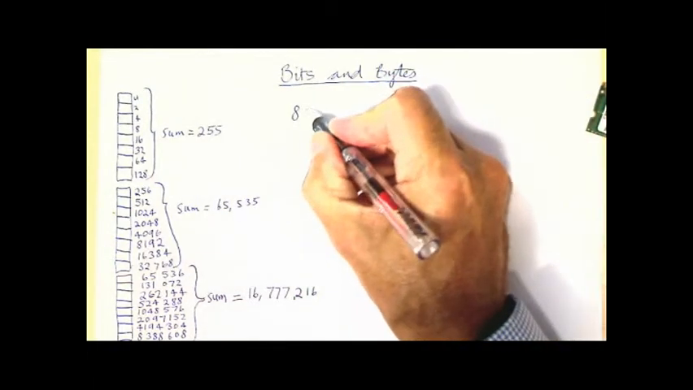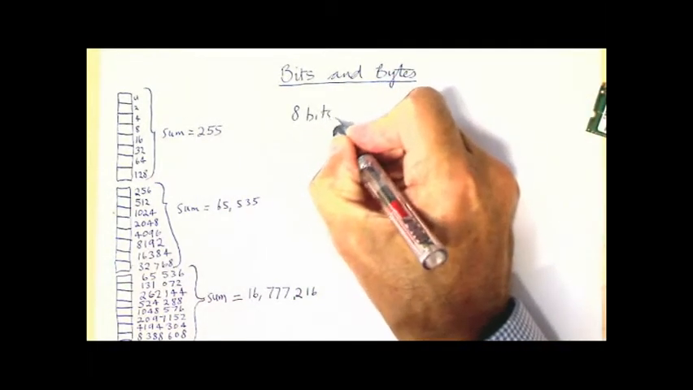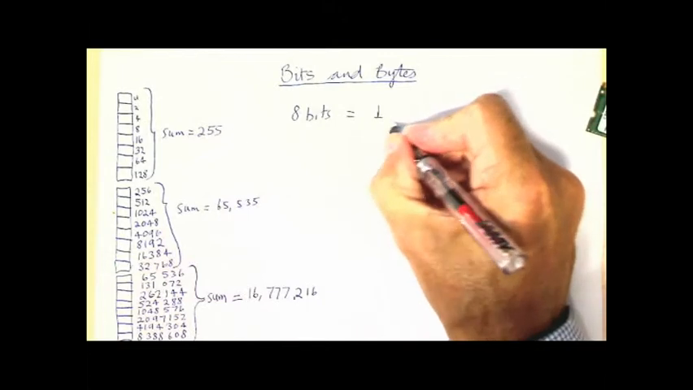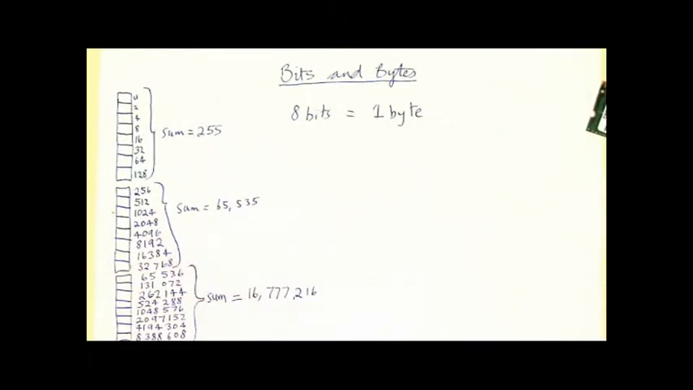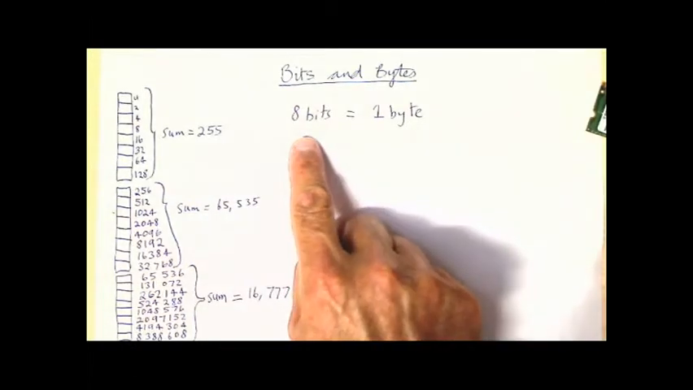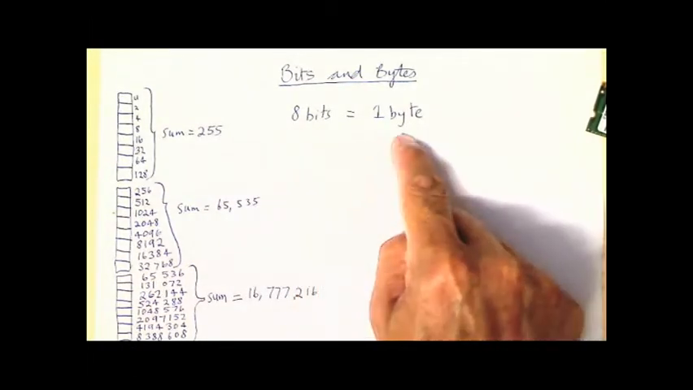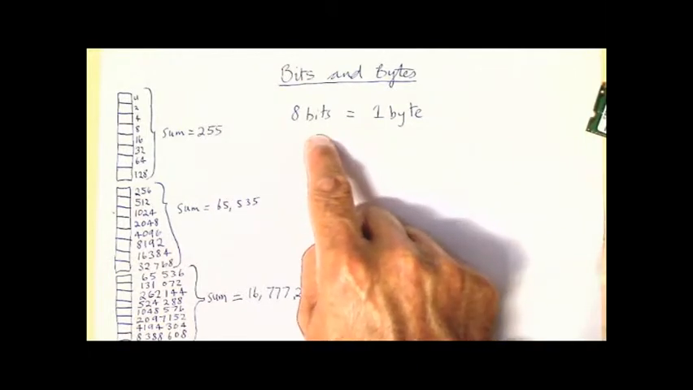So 8 bits equals 1 byte. Now you'll have heard generally of things like kilobits and kilobytes and megabits and gigabytes and so on. I'm not going to explain those here, but the main concept is that a byte contains 8 bits.